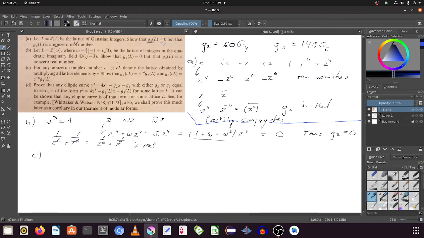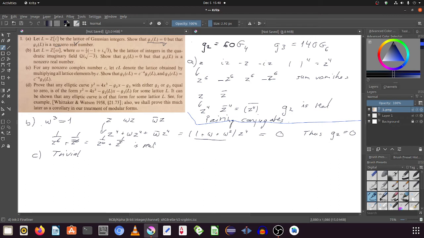C, we multiply the generators of the lattice with C. This is trivial. It's just applying the definition. And then prove that it is of this form for some lattice L. Yes.